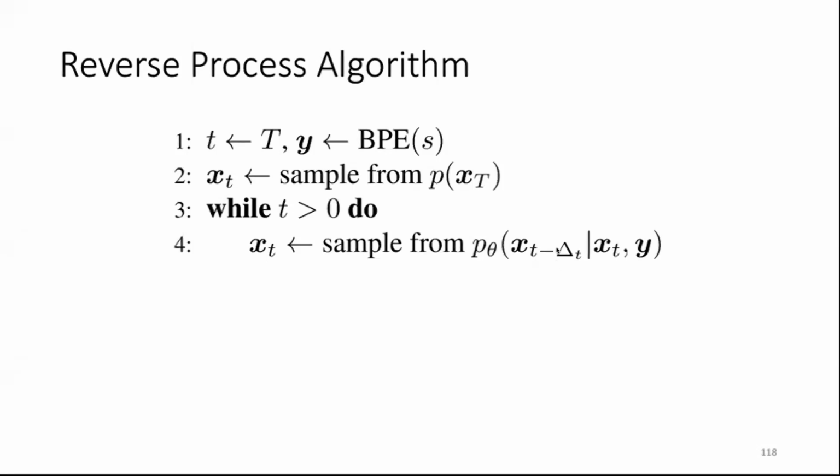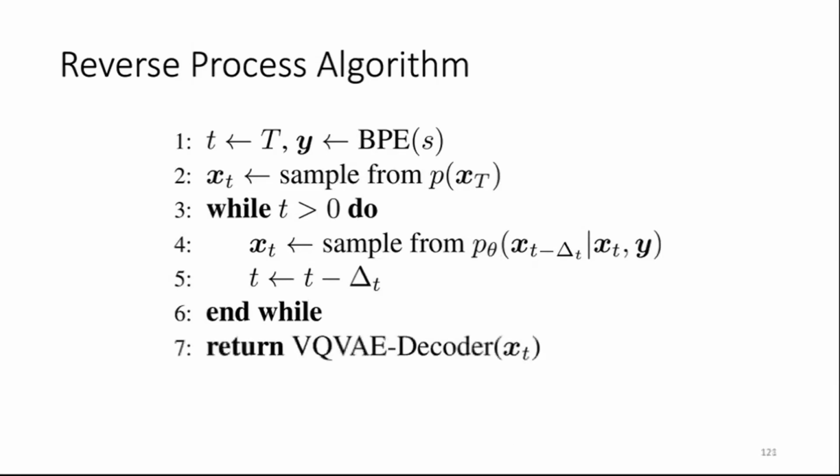As you can see here, we use this delta stride, and we try to predict the less noisy code representation xt. We subtract the delta stride from the sampling time here, you can see, and we run this loop until we have reached the last time step. And at the end, we pass the predicted or the noiseless code representation to the VQ-VAE decoder to get the output image.